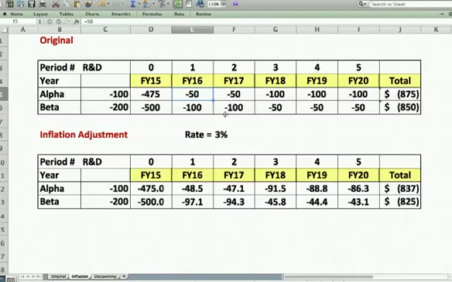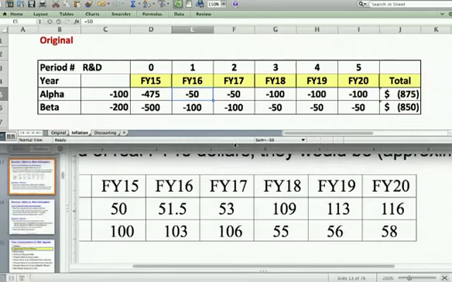Looking at the spreadsheet, at the tab under inflation, you can see, instead of these numbers here, if I put in, for example, negative 51.5, negative 53, negative 109, negative 113, negative 116, and then for beta, of course, negative 103, negative 106, negative 55, negative 56, negative 58.